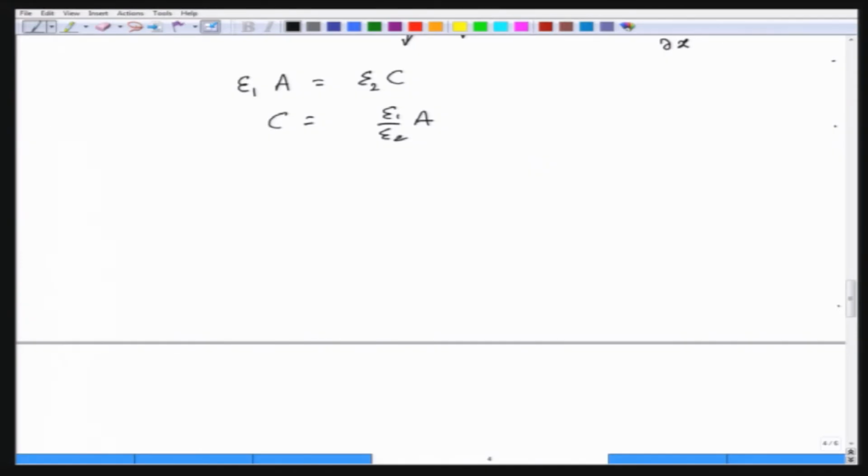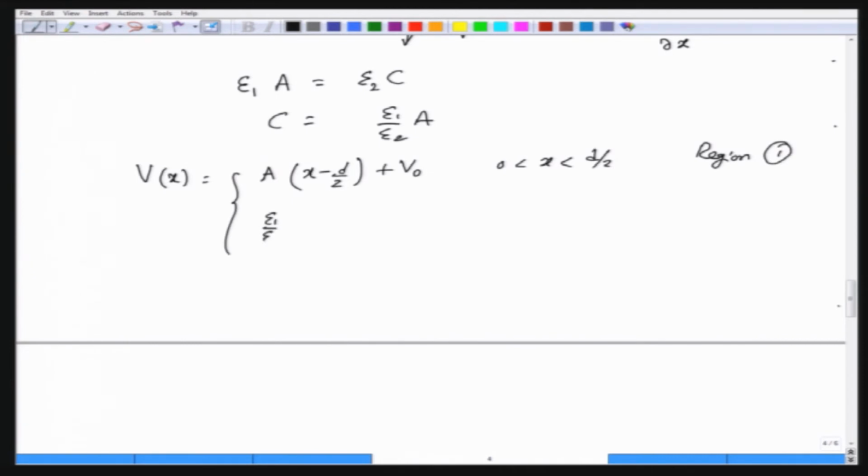Okay. So, let us write down V of x all in terms of the constant A. In the upper region, that is in region 1, the potential V of x is A into (x minus d by 2) plus V 0. This is in region 1, right. The potential is also equal to epsilon 1 by epsilon 2 times A into (x plus d by 2) when you consider this in region 2. Okay, this is in region 2.